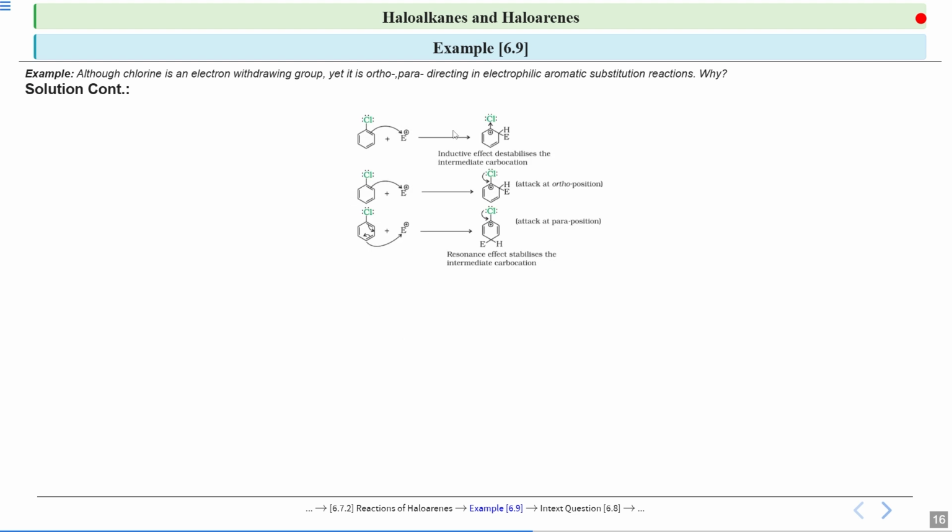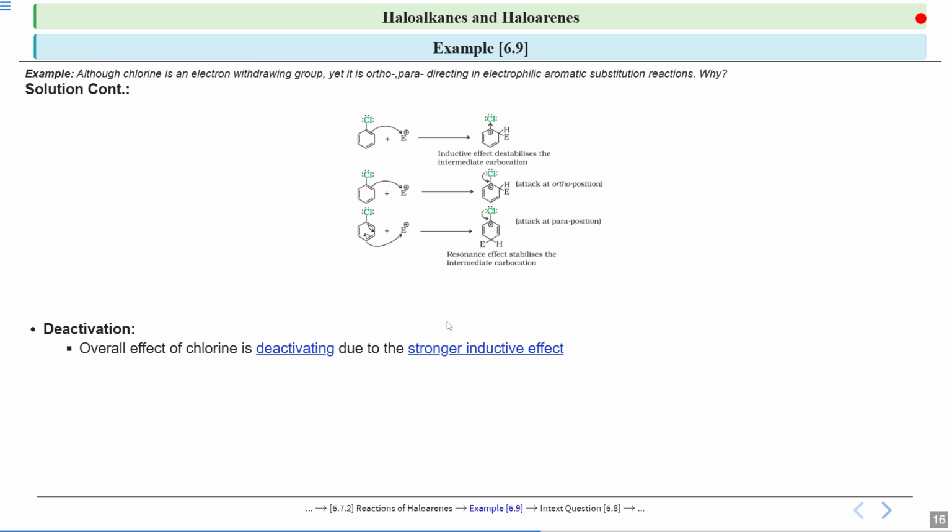So you can now compare the three of them, which we have just seen: due to the inductive effect, the carbocation forming is destabilized. That is the inductive effect shown by the chlorine due to its electron withdrawing nature. Meanwhile, due to the resonance effect shown by the chlorine, due to the donation of its electrons through lone pairs, it is also stabilizing the intermediate carbocation. Now, if you talk about the deactivation, the overall effect of chlorine is deactivating due to the stronger inductive effect.